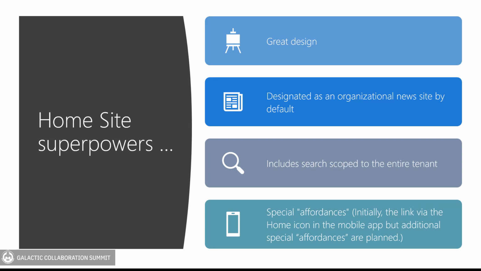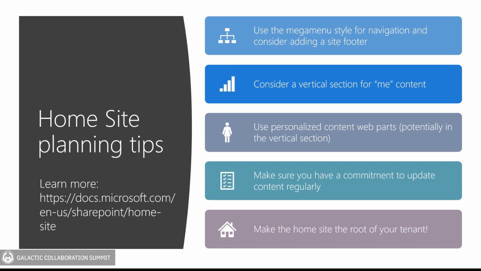One of my favorites is that it automatically includes search scope to the entire tenant, and it's an organizational news site by default. So all the news articles that you post to the home site get that special organizational news banner. There's some great guidance in docs.microsoft.com to help you plan the home site for your tenant. You can use a mega menu.